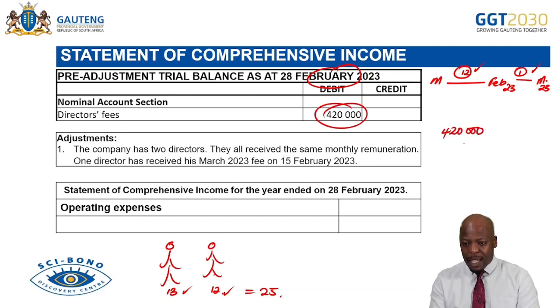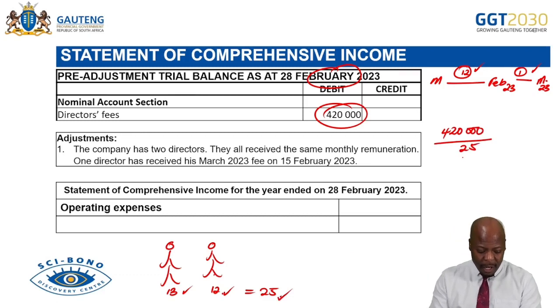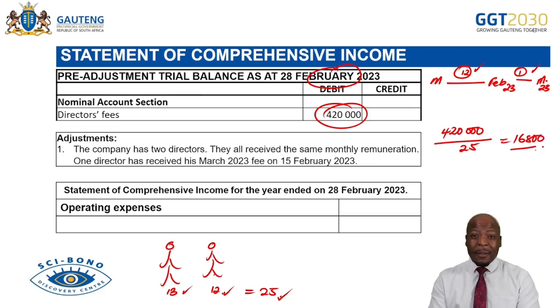So we then say the director's fees that we've paid here is 420,000. That is the director's fees that we've paid. Then we say that 420,000 we divide by the 25 months. And then we will get our 16,800. 16,800, this is the director's fees per month, per director. You getting me? Okay, so this is director's fees per month, per director.